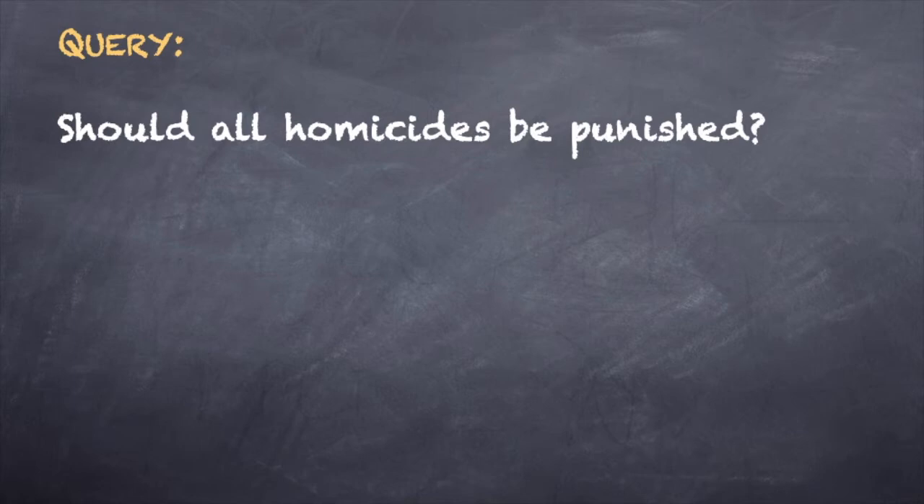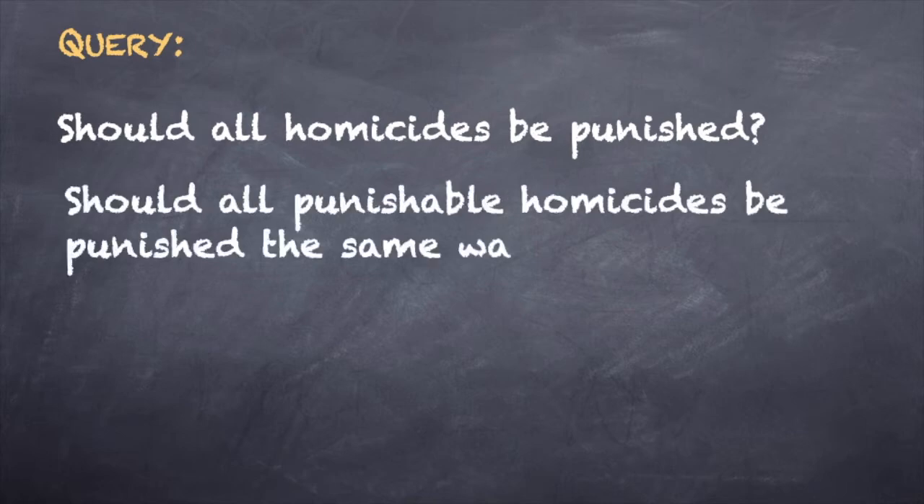We know that fatal accidents can happen, and no one seems to be blamable, even where we can identify a person whose action caused another person to die. We will want to insist that only culpable homicides are punished. This raises another question. Should all punishable homicides be punished the same way?